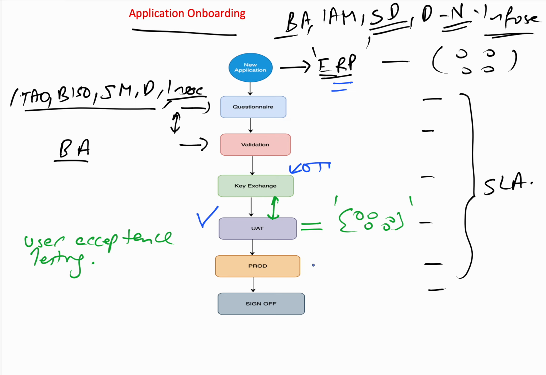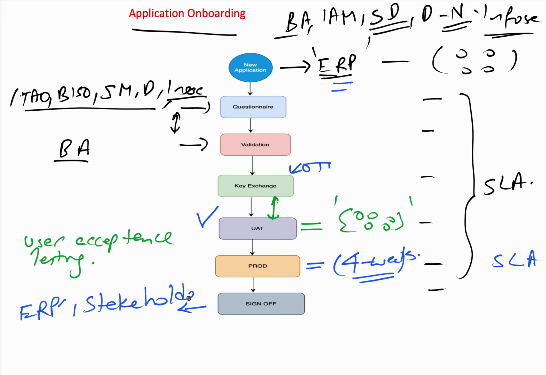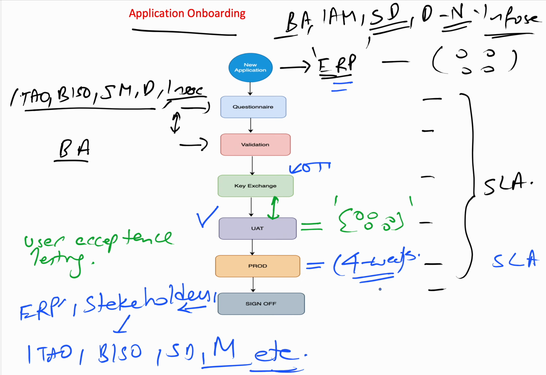Once you are in production, you have a monitoring period of SLA, where the application needs to go smooth for 4 weeks. Once the application has gone smooth for 4 weeks, you will have a sign off from your ERP team and your stakeholders. Your stakeholders are ITO, BSO, your developers, directors, managers, and the infosec team. So this is your basic workflow.